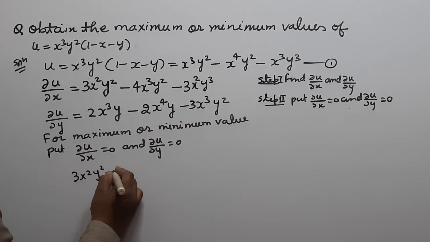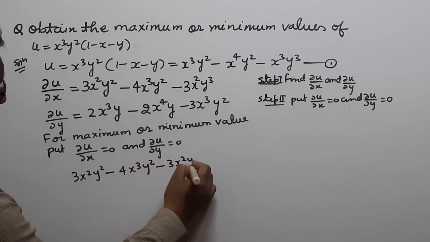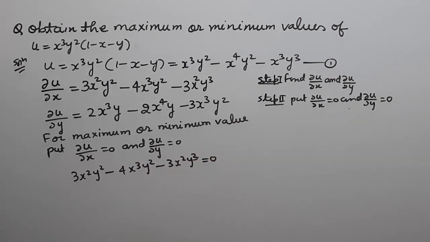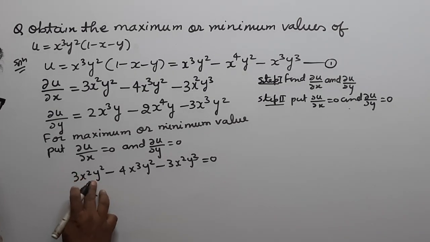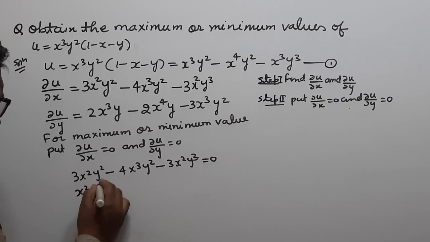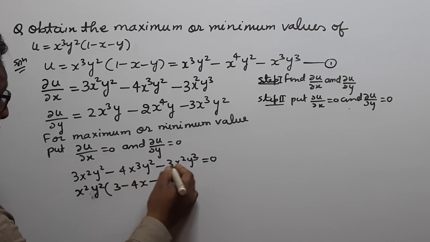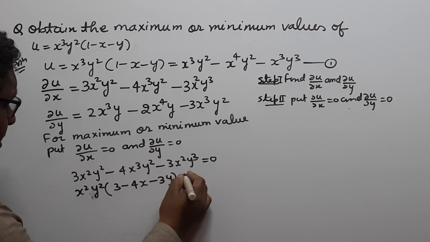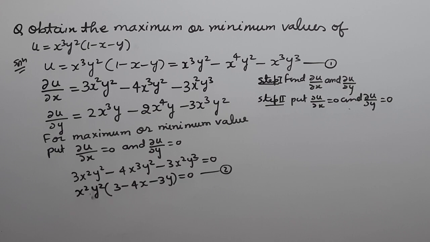When we put del u upon del x equal to 0, we get 3x square y square minus 4x cube y square minus 3x square y cube equal to 0. You can see here x square is common and y square is also common. So taking x square y square common, we get 3 minus 4x minus 3y equal to 0. Suppose that this is the second equation.